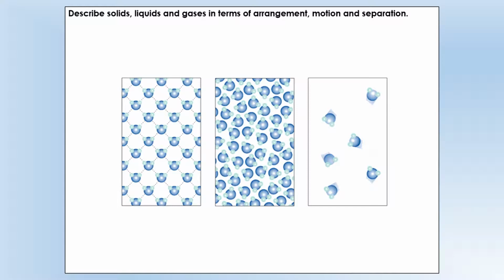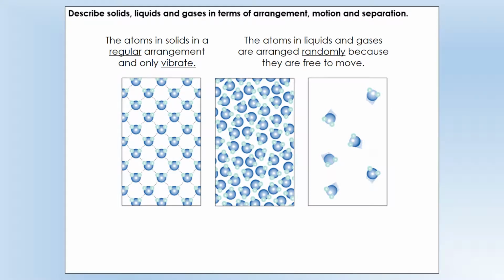So on the left-hand side, you can see a solid. The solid, the atoms or molecules, depending on what it's made from, are in what we call a regular arrangement. So you can see that from the picture. And they're really tightly bonded in space, so they don't actually move very much, but they do vibrate. Whereas in liquids and gases, the atoms are arranged randomly, and that's because they're free to move past one another, so they're not fixed in a particular position. So that's the arrangement. Let's have a look at the motion separation as well.